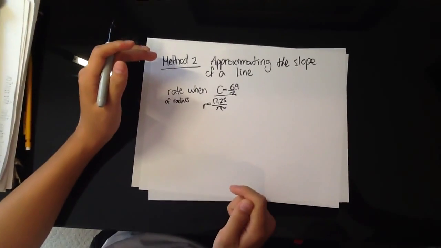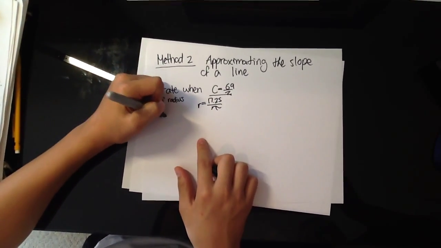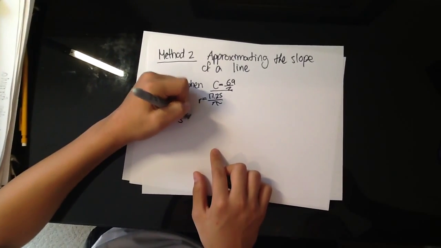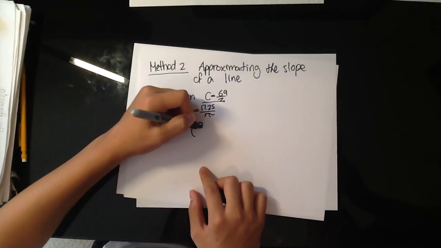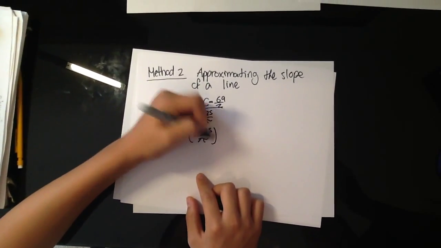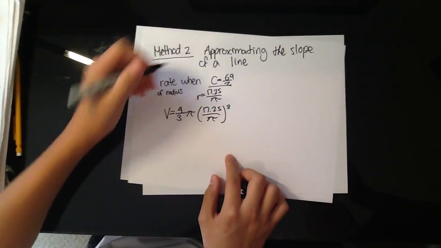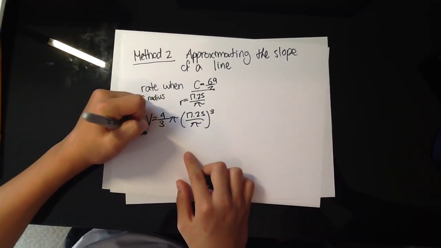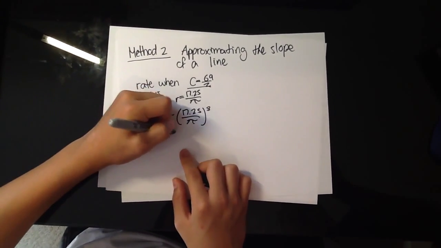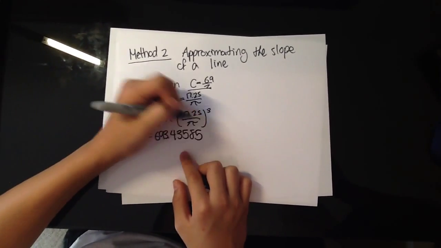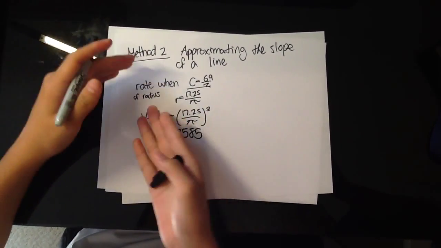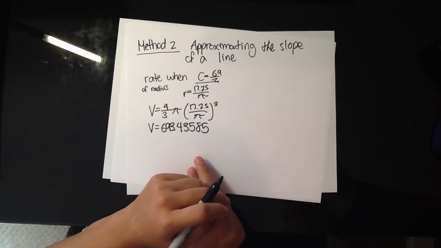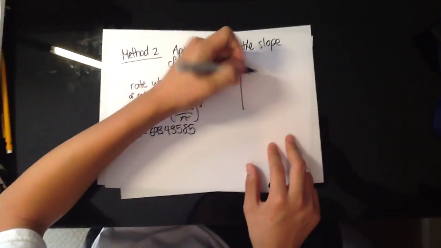So what I wanted to do was find the volume when r equals 17.25 over pi. So I did 4/3 pi times 17.25 over pi, cubed. When I simplified this, I got V equals 693.43585. So at the time that we're trying to find the rate, the volume equals this and the radius equals this.